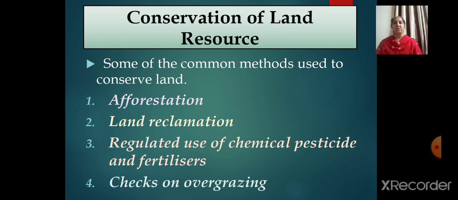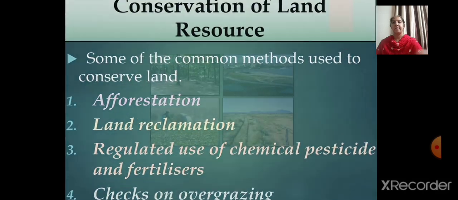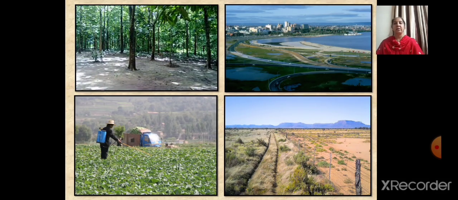So these are the methods used to conserve land. Afforestation should be done, land reclamation should be done, then the regulated use of chemical pesticides and fertilizers, and even checks on overgrazing should be done. Children, here I have shared with you the images that are related to land conservation: afforestation, land reclamation, regulated use of chemical fertilizers and pesticides, and checks on overgrazing.